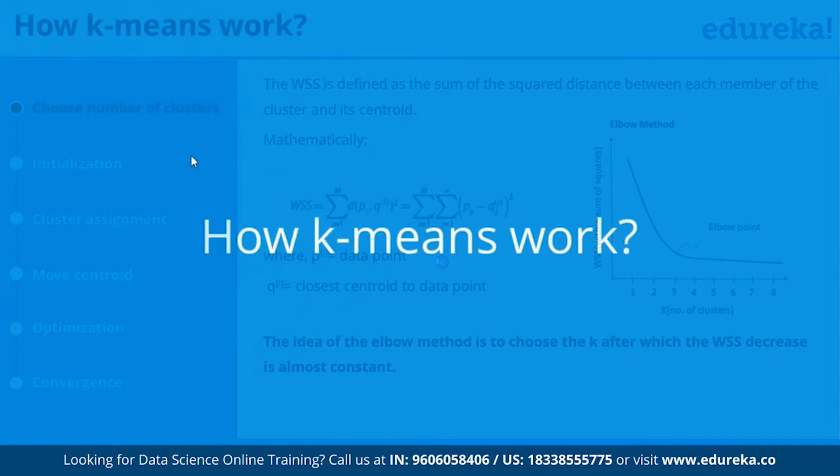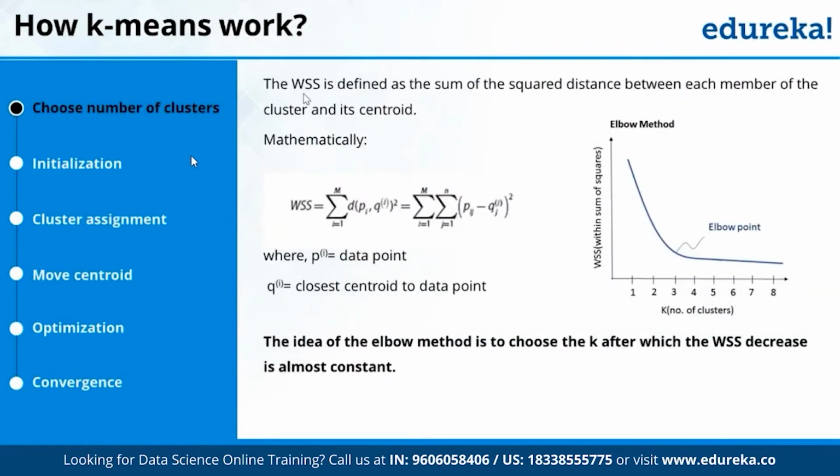Now how to do that? There is a concept of elbow method. You can see this elbow method. Now the WCSS, which is also known as WSS or WCSS, within cluster sum of squares, or WSSS, within sum of squares, is defined as the sum of square distance between each member of the cluster and its centroid. For example, let me go to the next slide.